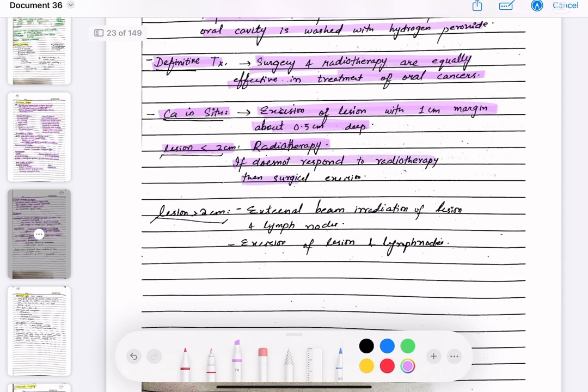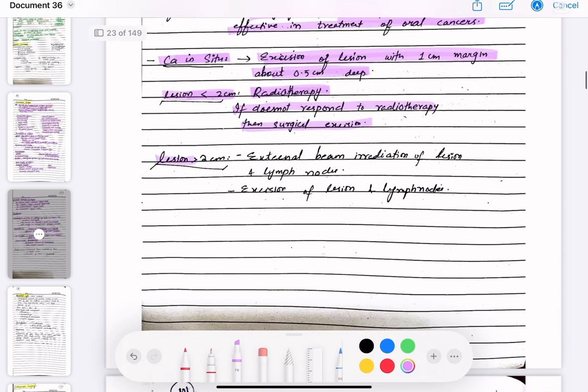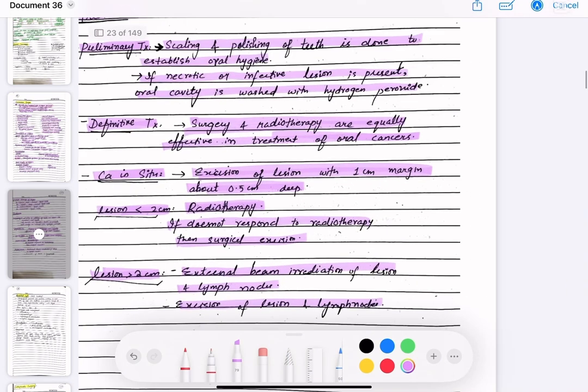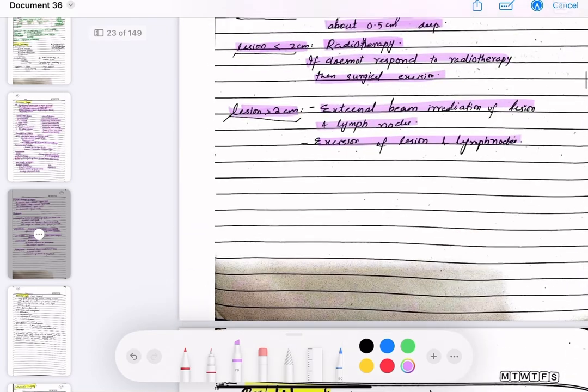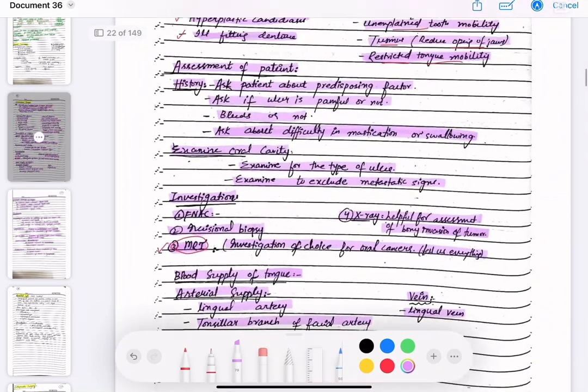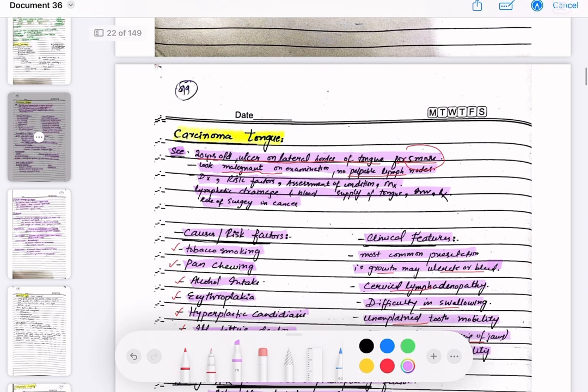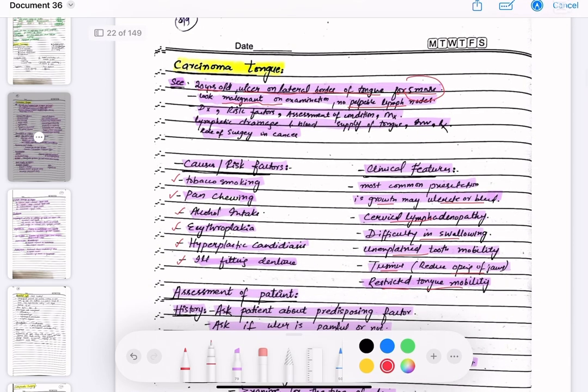And if the lesion is greater than 2 cm, then external beam radiation of the lesion and lymph nodes, and excision of the lesion and lymph nodes is done. So this was about the carcinoma of tongue. We have the clinical features of an ulcer over the tongue for 5 months, which looks malignant on examination. The risk factors for carcinoma of tongue are tobacco smoking, pan chewing, alcohol intake, erythroplakia, hyperplastic candidiasis, and ill-fitting dentures.